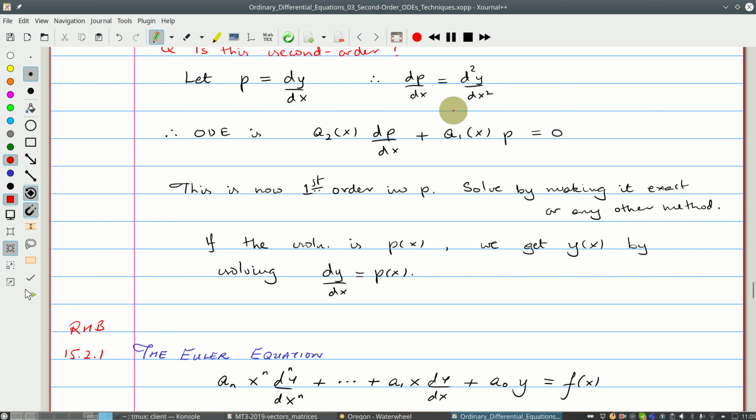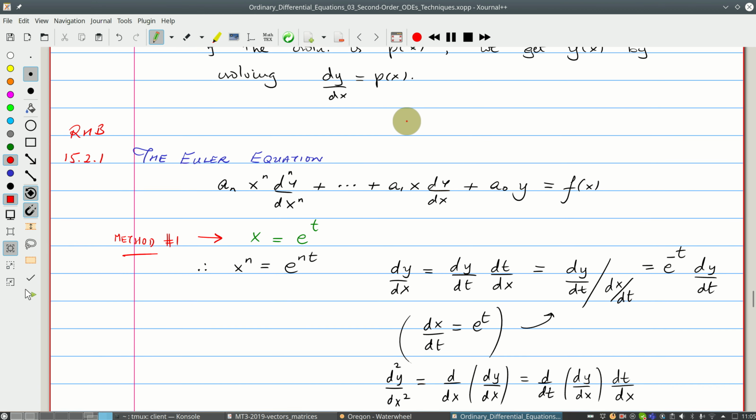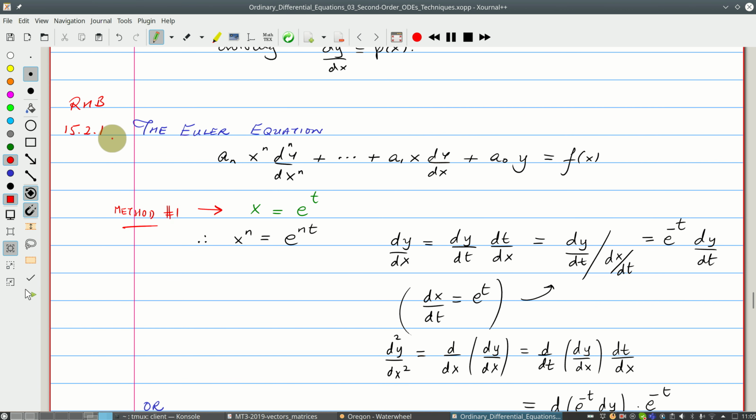Alright, I don't have an example here, but keep this in mind. This happens at times, and you can simplify your life considerably by converting the differential equation from a higher order into a lower order. Another example I would like to look at here in some detail is the Euler equation. This is in Riley, Hobson and Bence 15.2.1.